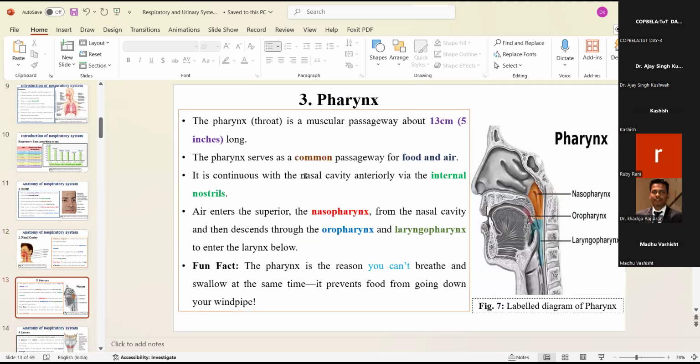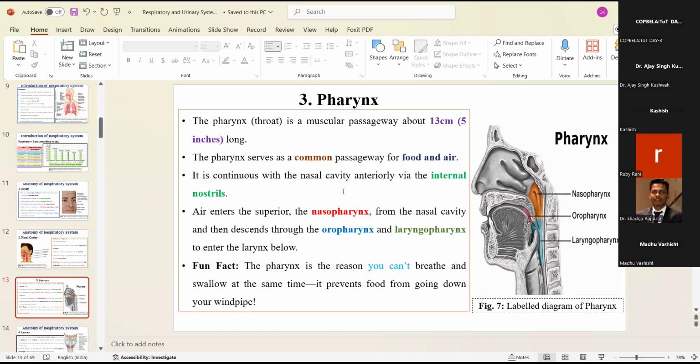The third part of the respiratory system is the pharynx. The pharynx is also known as the throat, and it is around 13 centimeters long. The main function of the pharynx is passage of food as well as air, and it is divided into three parts: nasopharynx, oropharynx, and laryngopharynx.